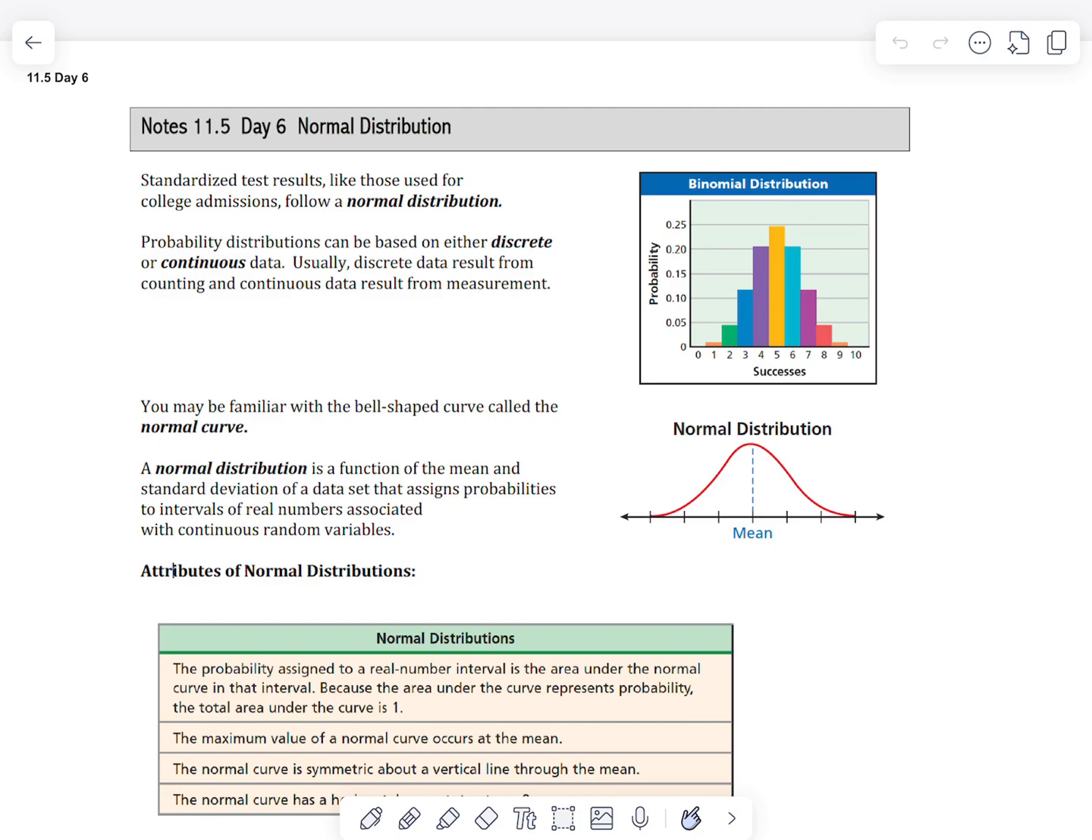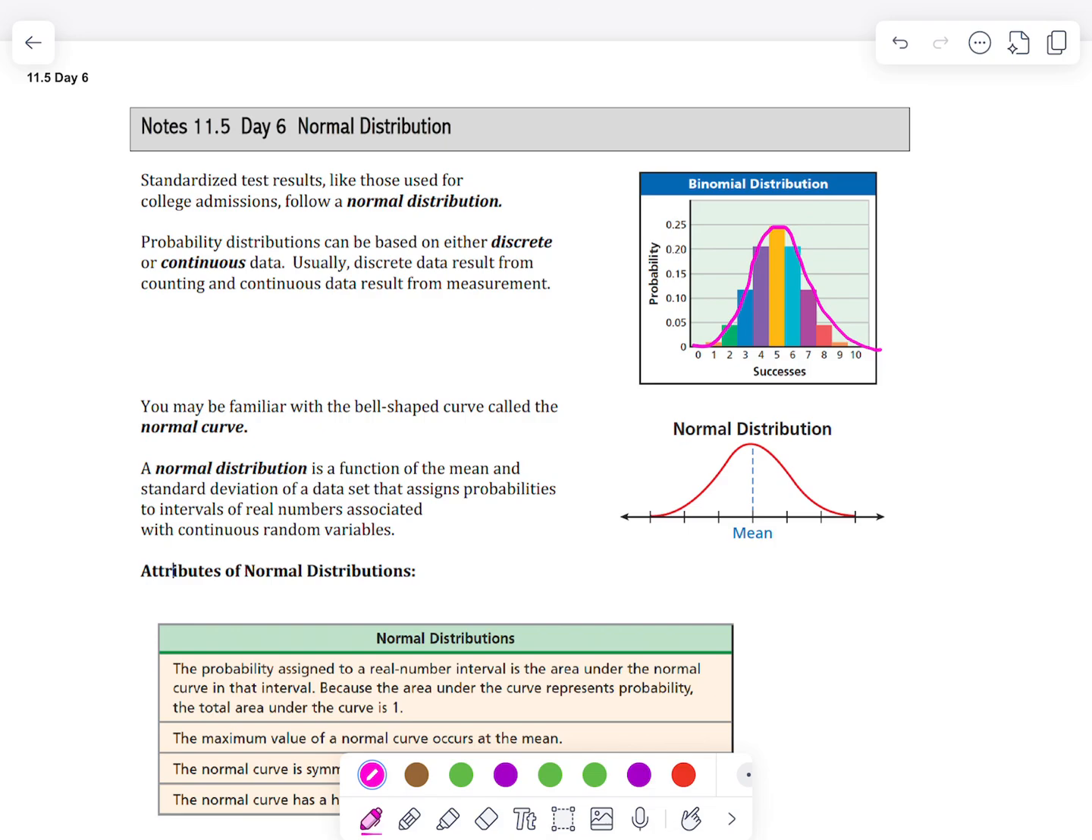All right, this lesson is on normal distribution. Standardized test results like these for college admissions show a normal distribution. So it shows you student successes on a test and then the probability. And it shows what we call a bell curve of normal distribution.